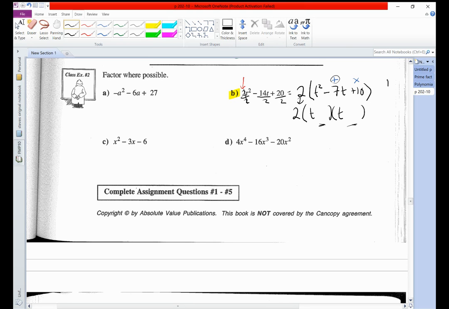So I keep that in mind when I'm doing my multiplication table, because 1 times 10 is positive 10, but negative 1 multiplied by negative 10 is positive 10 as well. 2 times 5 and negative 2 times negative 5. That's important because, as you can see, the 2 numbers that are going to work are both negative. Negative 5 multiplied by negative 2 is positive 10, but negative 2 plus negative 5 is negative 7. So then it's minus 2 minus 5. So the whole answer is 2 multiplied by t minus 2 multiplied by t minus 5.